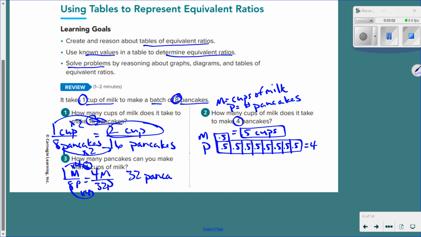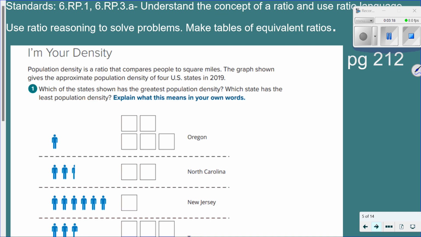Any questions on any of those 3? You understand the setup? Okay? Guys, the whole key on this, because we're doing mathematics with our ratios now, the fraction format is your best way to do them.